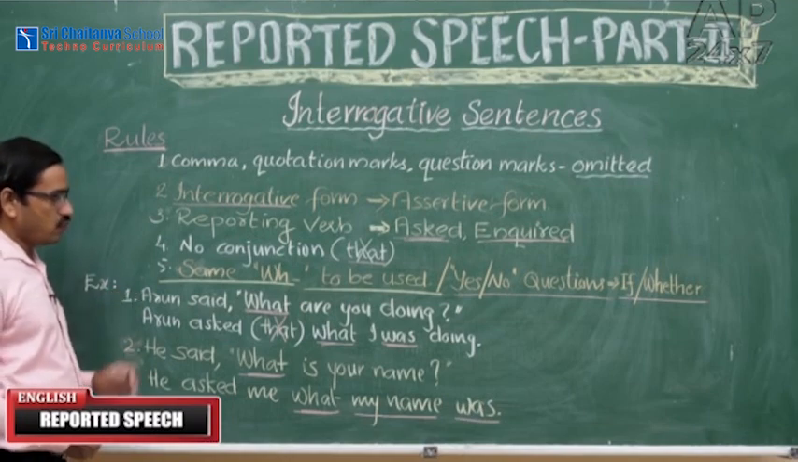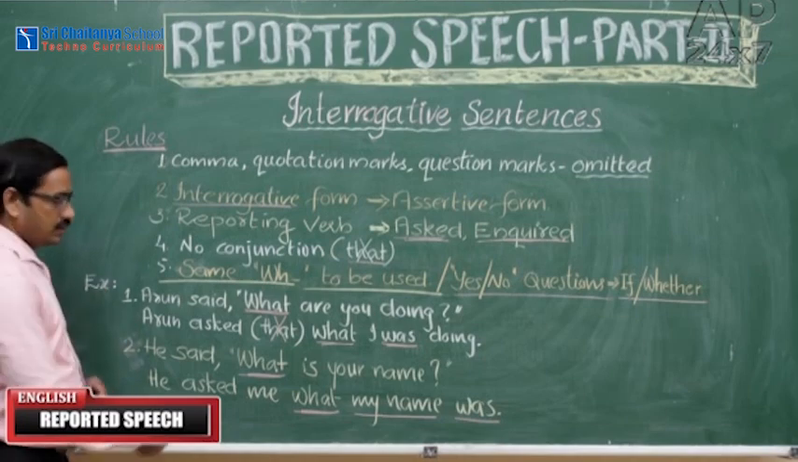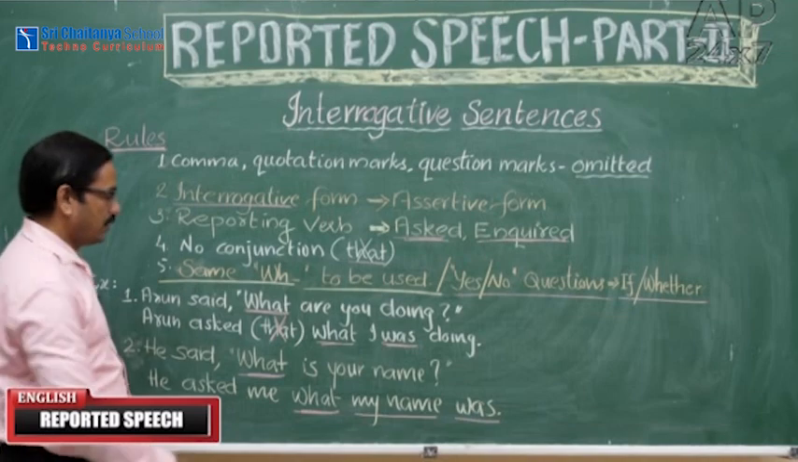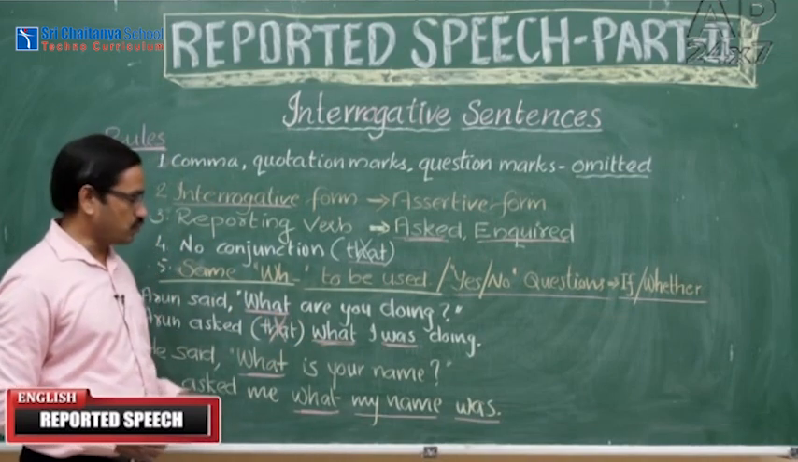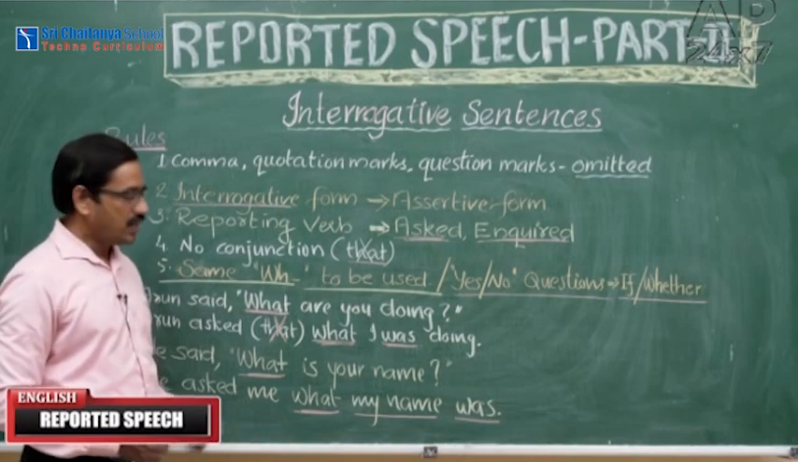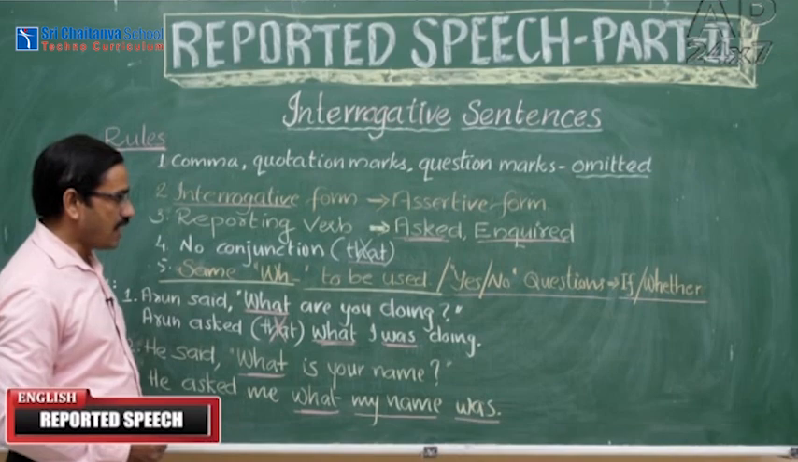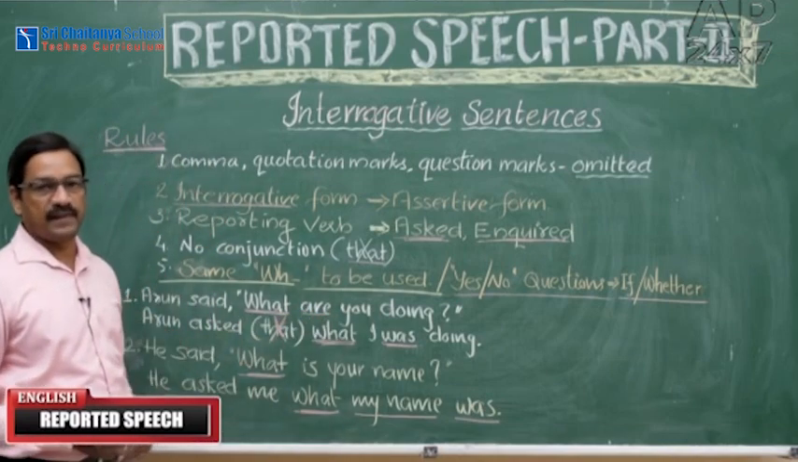Arun said, what are you doing? Arun asked, there is no that. Arun asked what I was doing. So the same what is repeated in the indirect speech. So whatever may be the WH word, we have to repeat the same WH in the indirect form. What are you doing? Here this is the present tense form. We have to change into past tense.